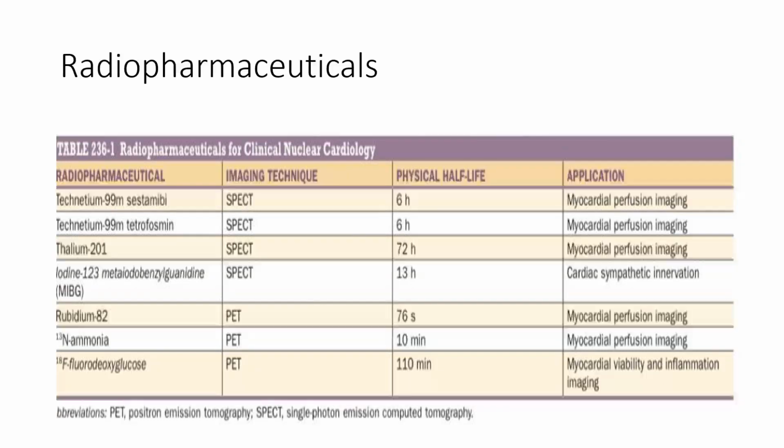For SPECT scanning, the most commonly used is technetium-99 sestamibi, whereas the one used for studying cardiac sympathetic innervation is MIBG. In PET scanning, the most commonly used is rubidium-82 because of its short half-life. While studying viability and inflammation, FDG is most commonly used.